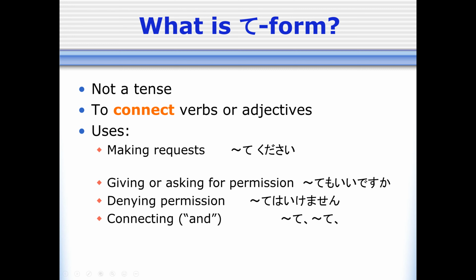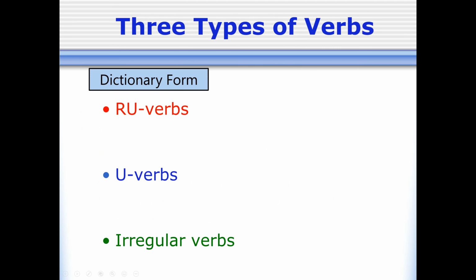So how exactly do we make the te form? Let's take a step back and remember the three types of verbs that we talked about in the previous lesson. So we have ru verbs, u verbs, and irregular verbs are our three types of verbs. So we are going to have to take a look at the dictionary form. That's the form that we find written in your textbook on the vocab list or in the dictionary. And we are going to use the dictionary form to determine if it's a ru verb, a u verb, or an irregular verb.